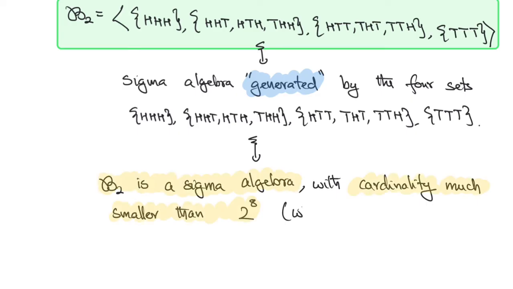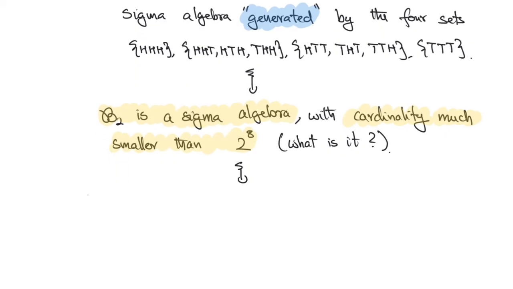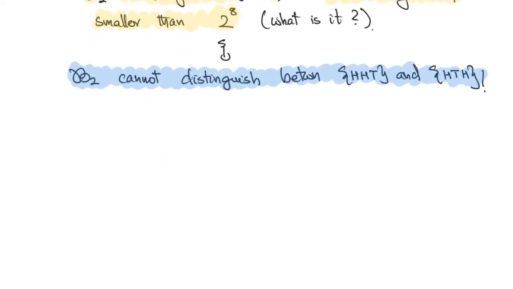This sigma algebra is going to show up in a later video, but for now, let's understand that B2 helps us by cutting down the events of interest inside the original sample space to a much smaller set. The price that we pay is that in the sigma algebra B2, we won't be able to distinguish between the event HHT and the event HTH.